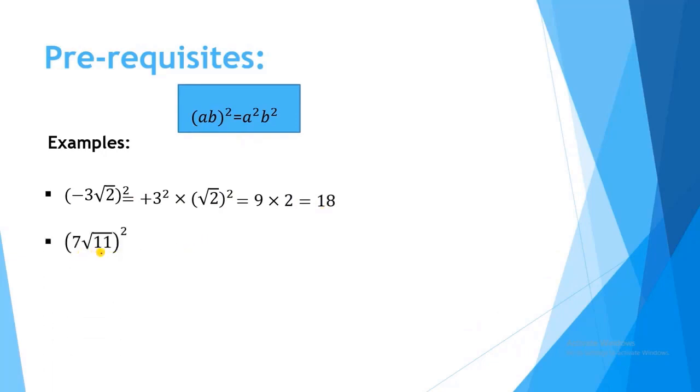(7 radical 11) squared. Square the first, 7 squared, times square the second, radical 11 squared. That gives 7 squared, 49, times, removing the radical, 11, which gives 539.